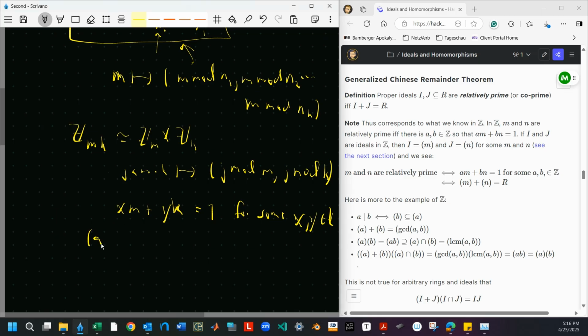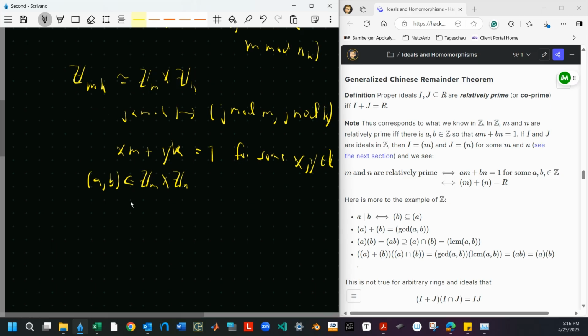So I want to look at (a, b) in Zm cross Zk. What I'm going to do now is say that a is equal to axm plus ayk, because I'm just multiplying this thing by a, and b is equal to bxm plus byk.